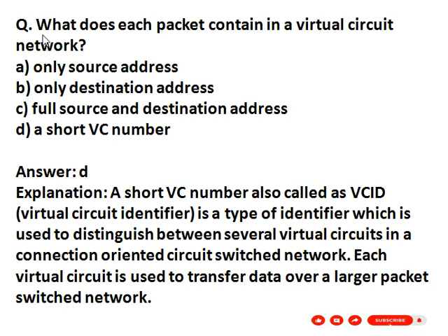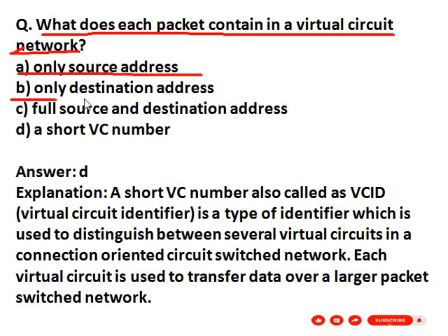What does each packet contain in a virtual circuit network? Given options are A, only source address, B, only destination address, C, full source and destination address, D, a short VC number. Your correct answer is option D, a short VC number.